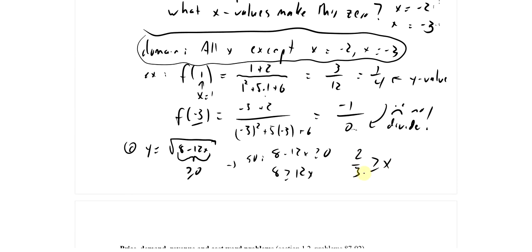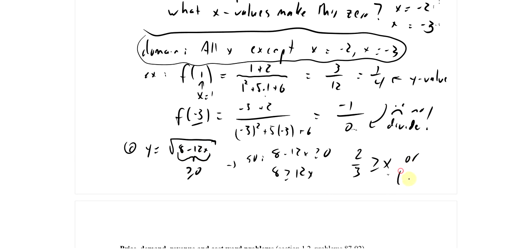So any number less than 2/3, you can plug into that and it'll work out because you get a positive number. So if you plug in x equals 0, you'll get square root of 8. But if you plug in x equals 1 into this, you'll get 8 minus 12. That's minus 4. That's the square root.